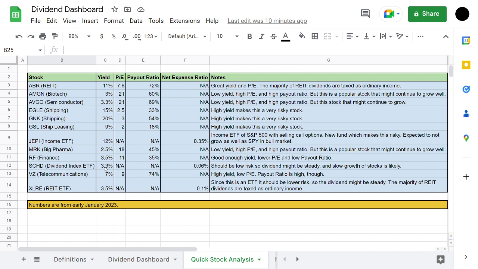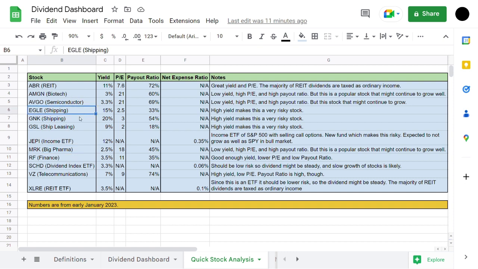Since it's an ETF, I expect that to be somewhat stable. So for my other dividend stocks, I'm not looking for anything below 3.3 unless I think maybe it's going to have a better growth potential. For instance, Amgen is a little lower, but that's a leader in the biotech industry, so that's probably a good thing. Similar to AVGO, semiconductor, similar to Merck, a big pharma company, and RF Finance. Some of these, like biotech, semiconductor, finance, big pharma, I hadn't had those in my overall portfolio yet, so this is a good balance.